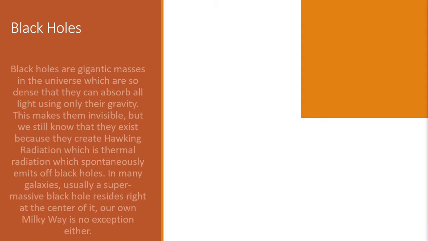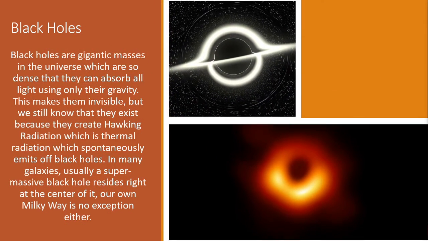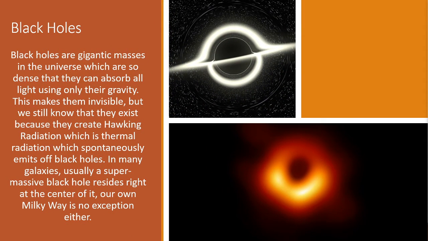Black holes. Black holes are gigantic masses in the universe which are so dense that they can absorb all light using only their gravity. This makes them invisible, but we still know that they exist because they create Hawking radiation, which is thermal radiation that spontaneously emits off of black holes. In many galaxies, a supermassive black hole usually resides right at the center. Our own Milky Way is no exception, because in the middle of the Milky Way, there is a big black hole.